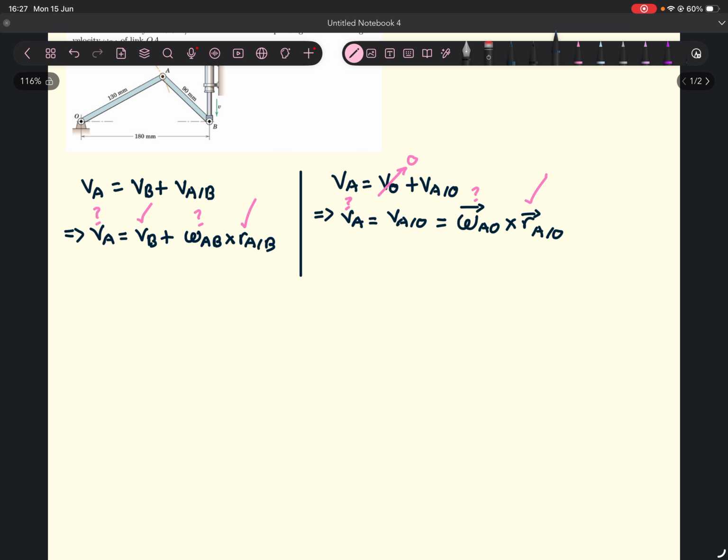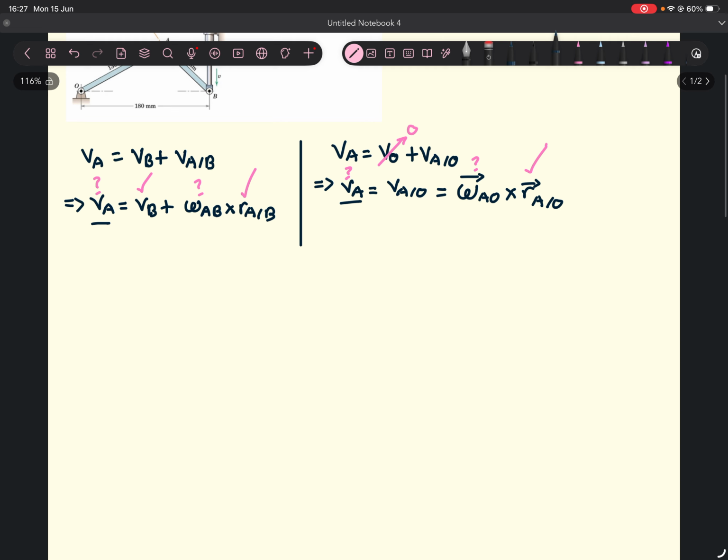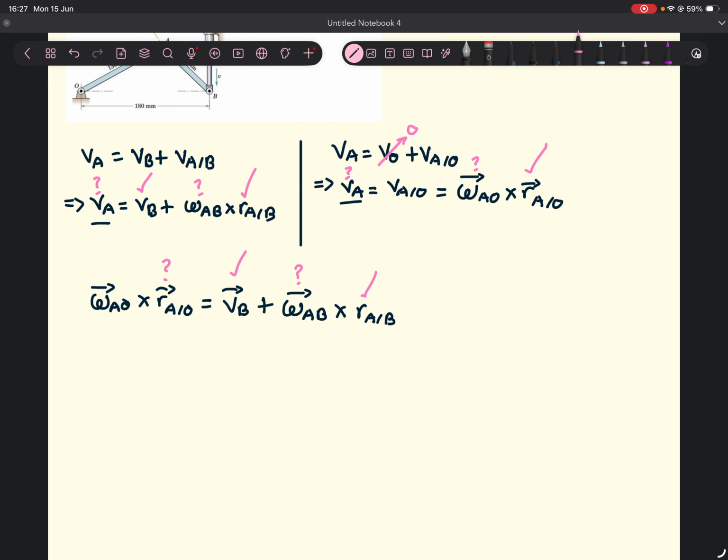So we can write this as one equation. We can equate the two VAs together and we'll get omega AO crossed with R A relative to O is equal to velocity of B plus omega AB crossed with R A relative to B. Then we can solve that. We don't know this, we have that, and we can get this.